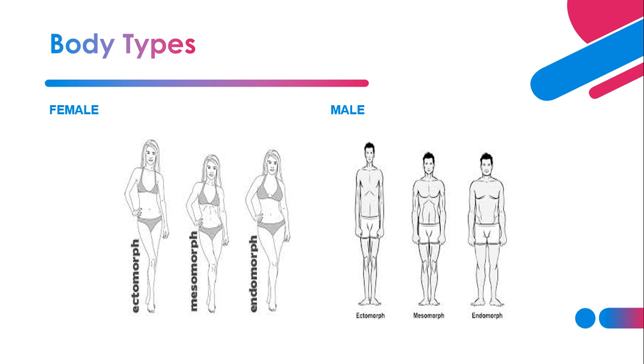And endomorphs are generally softer and rounder and tend to store fat easily. Endomorphs are the body type that are most likely to feel like they drew the short straw. Endomorphs naturally tend to have curvy, fuller figures and struggle to keep their body weight percentage in check.